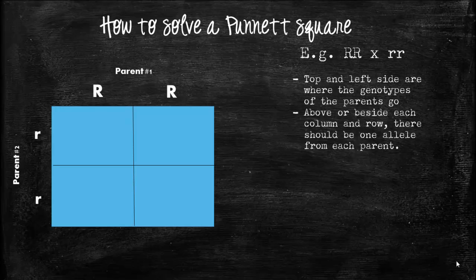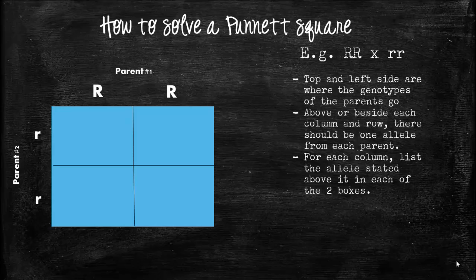Notice how there's one allele stated above each column now. Write the allele down into the corresponding boxes below. For the first allele of parent number 1, we will list it down into the 2 boxes below it, like so. And we do the same for the other column.